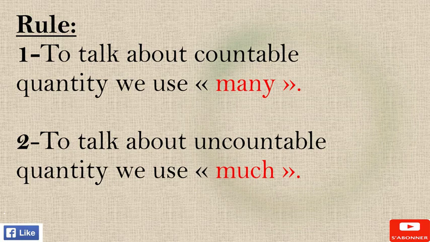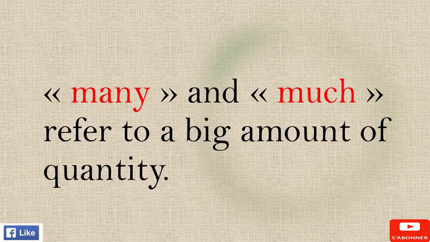كي نعبر على countable quantity نستعمل كلمة many. وكي نحب نعبر على uncountable quantity نستعمل كلمة much. Now, كلمة much and many وشنو هو المعنى ديالهم؟ Both much and many refer to a big amount of quantity. يعني الاثنين يعبروا لي على مقدار كبير أو كمية كبيرة. Big amount of quantity. نمر الآن إلى الجزء الثاني. Part 2.